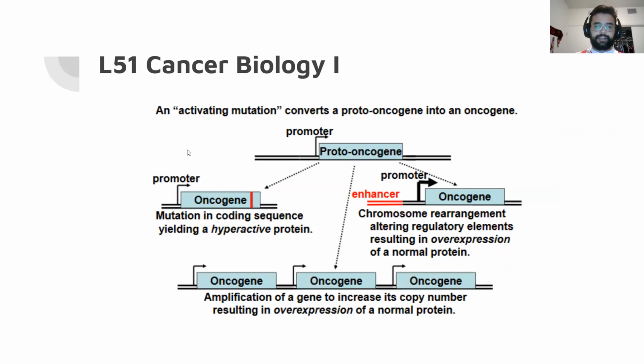So how do we convert basically from a proto-oncogene to an oncogene? These are the 3 ways that are presented in class. We're only going to be talking about 2, but basically we can have a mutation to the coding sequence, we can have an amplification of a gene, so basically an overexpression of a normal protein, or we can have a chromosomal rearrangement that causes the overexpression of a normal protein.